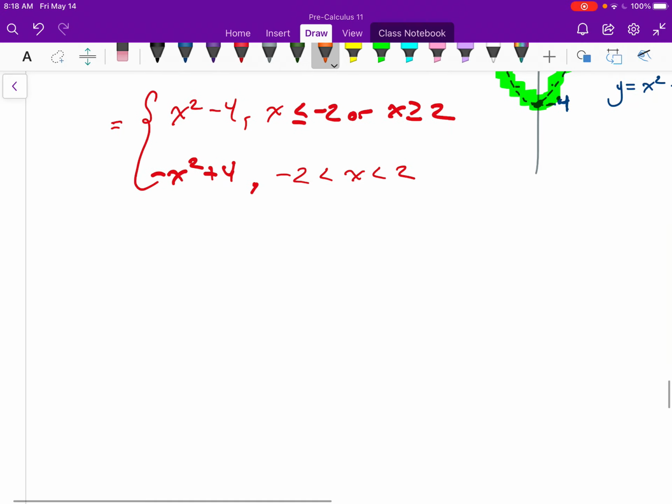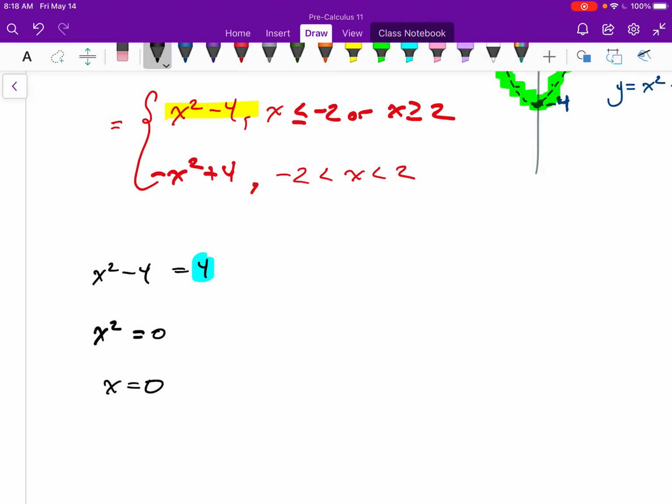So for example, if I look at the top piece, I can make x squared minus 4 equal 4 and solve that, which really quickly I get to x squared equals 0, which means x equals 0. And that's the answer I knew about already.